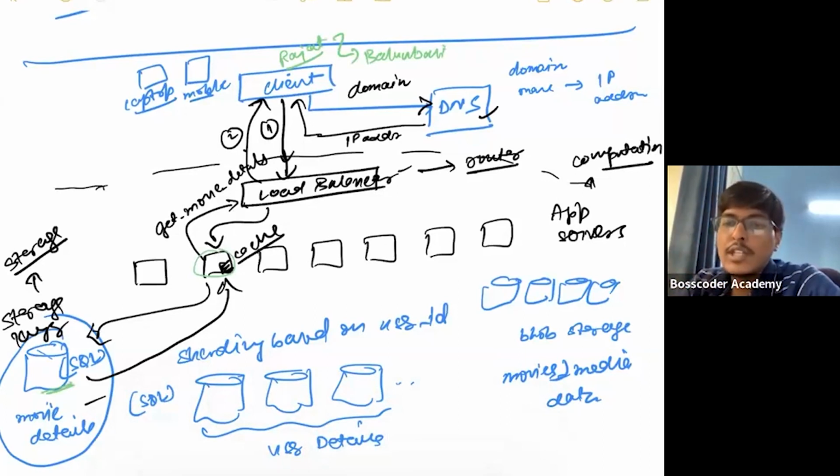But then next time Utkarsh is also watching Bahubali, then Utkarsh doesn't need to go to the app server. It can directly get it from the cache. Right? Is this clear?